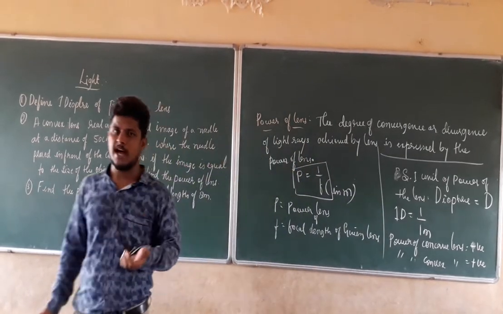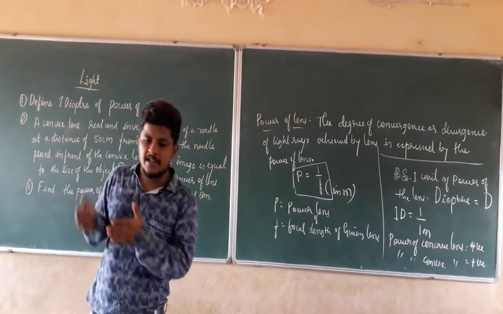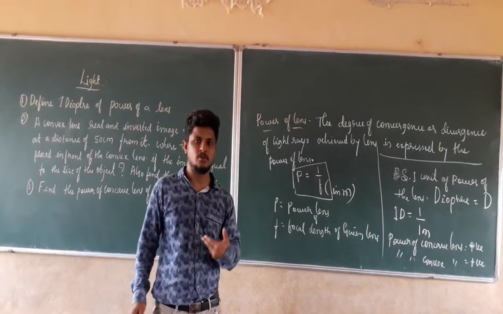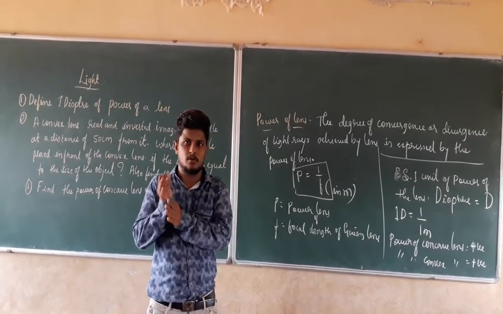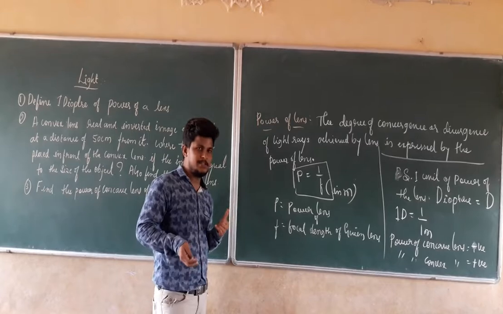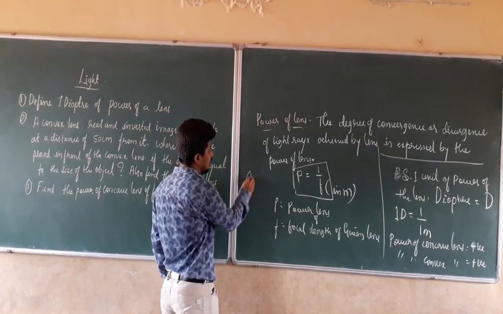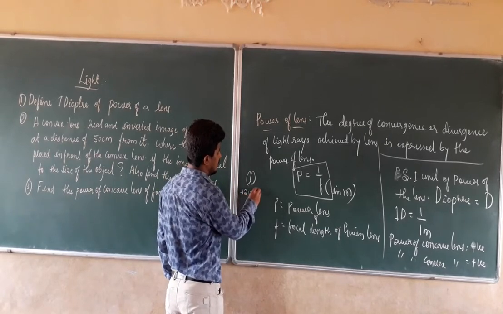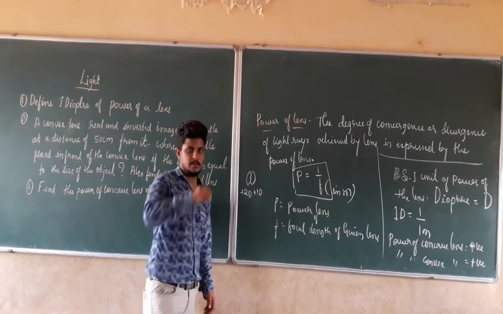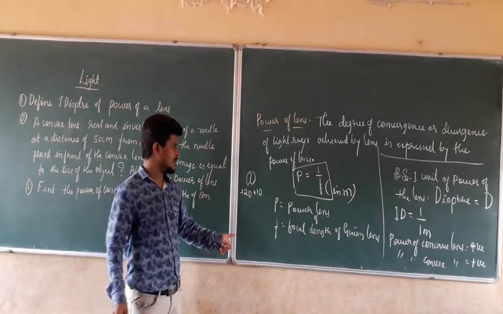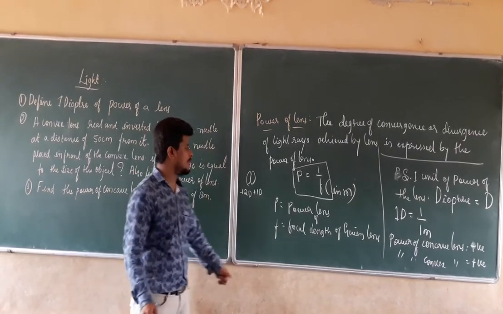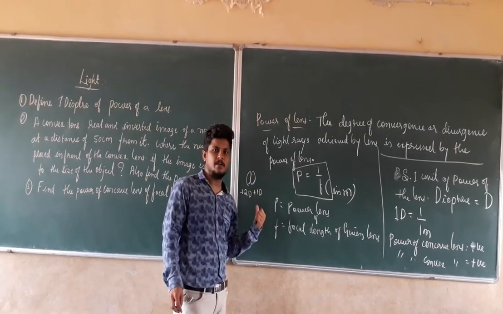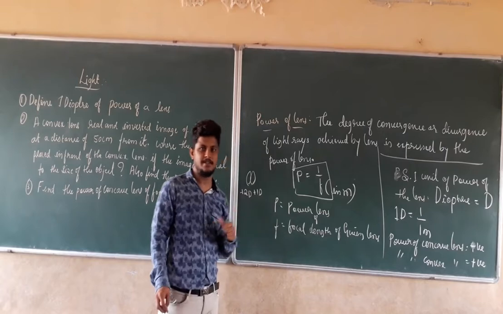In the examination, they may arrange a large number of lenses, two lenses or three lenses closely arranged. For example, we arrange two lenses. One is a convex lens, another one is a convex lens. One has a power of +2 diopter, another has a power of +1 diopter. So what will be the net power of these two lenses? The net power of these two lenses will be the algebraic sum of the two powers.